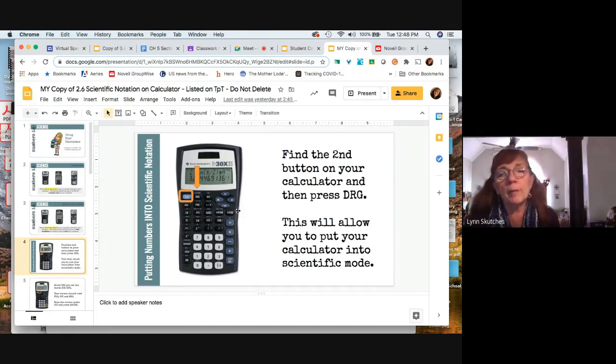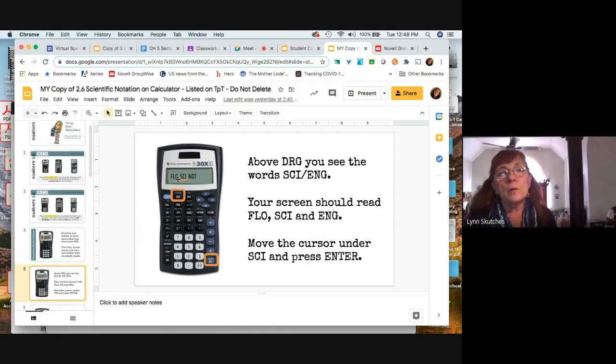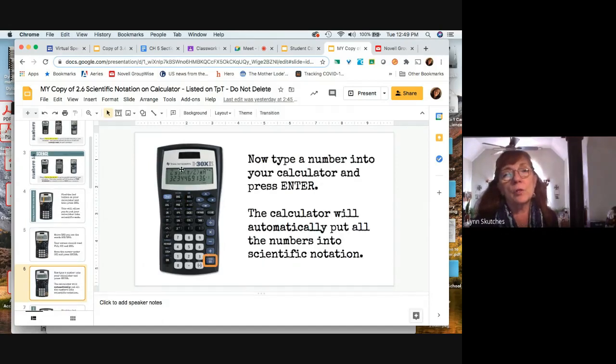Little trick may be useful, maybe not. You can press the second button and then press the DRG button. When you do that, this will appear in the screen. You want to highlight the arrow over using the little arrow buttons on the calculator and then hit the enter button to get it into scientific notation.